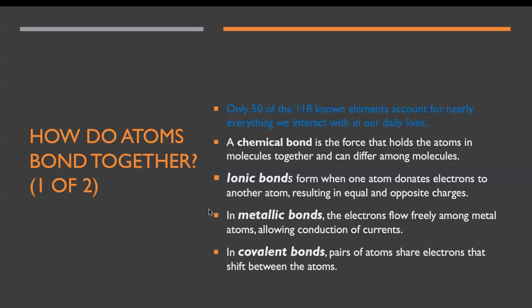It donates and accepts electrons. And in metallic bonds, the electrons flow freely among the metal items. That's why metal can conduct currents. And in covalent bonds, it's like a pair of items share the electrons that shift between the items. It's not give and accept. It's in the middle of the two different items. So it's less strong than the first case.